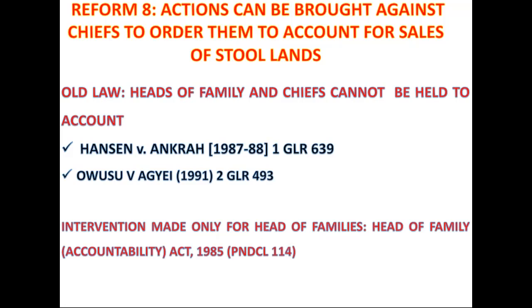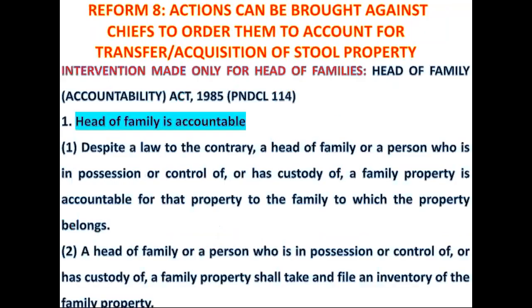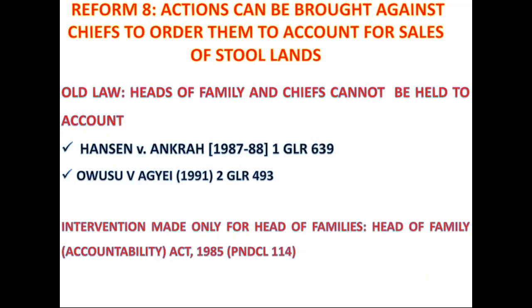If you look at these cases, Hansen and Ankara, Owusu and the J, they were all to the effect that you cannot bring an action against the head of family and order him to account. When you read Hansen and Ankara, you will see over there that you cannot bring an action against a head of family and order him to account.